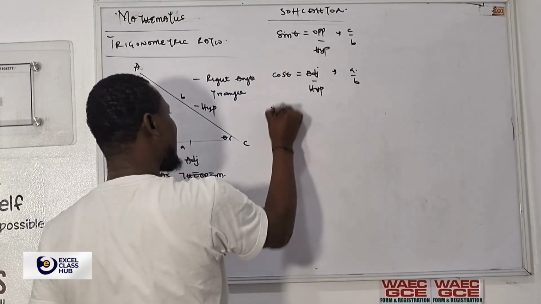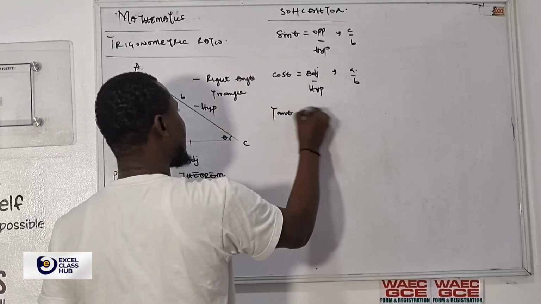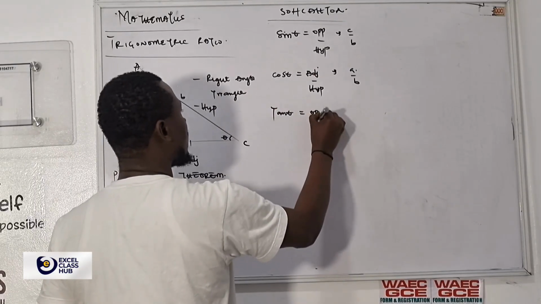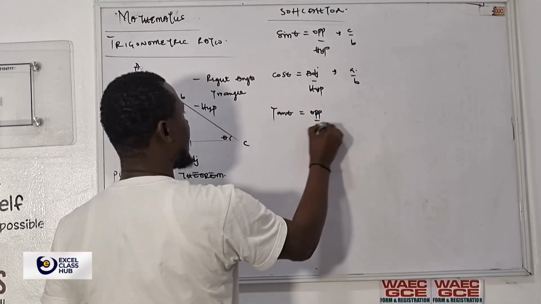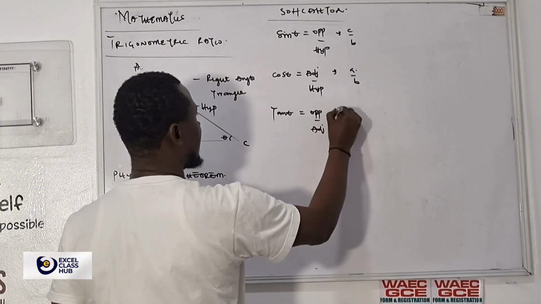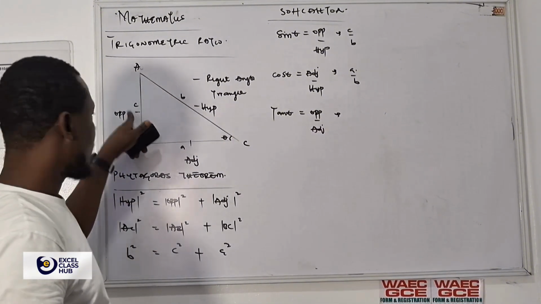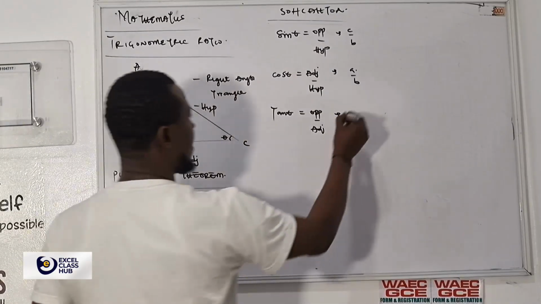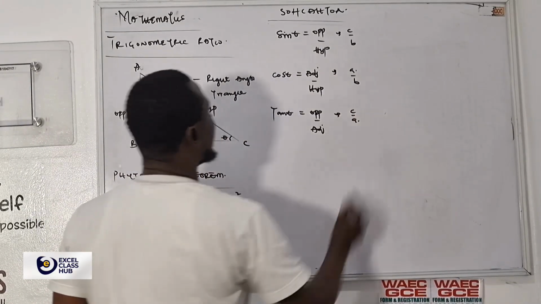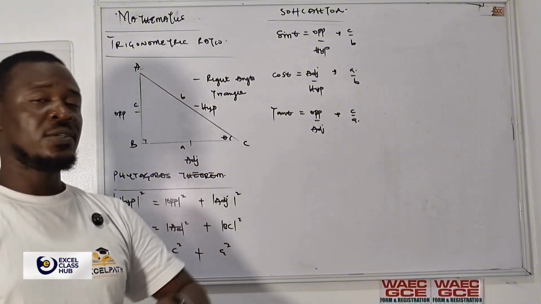If you go to the last one, this thing here means tan theta, which means O is opposite and A is adjacent. If we change it back to alphabet again, that should be c over a. So I'm having c over a for your SOHCAHTOA.